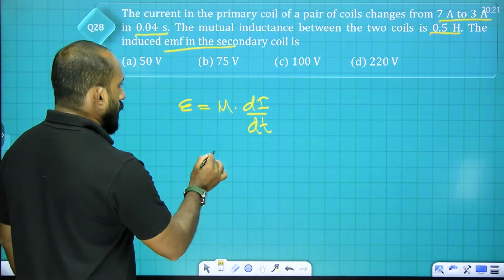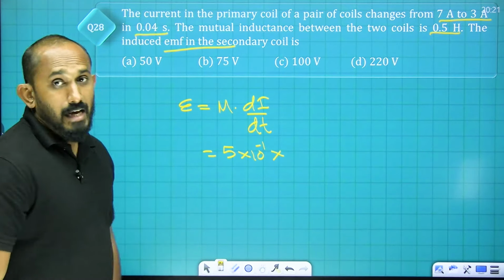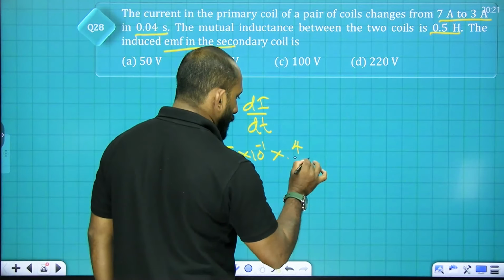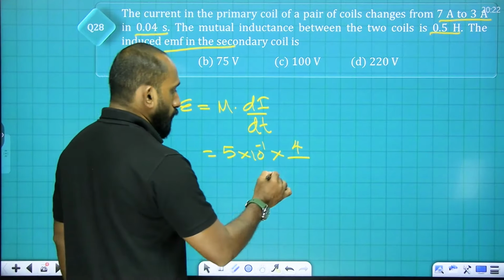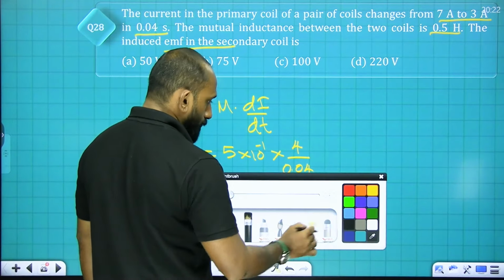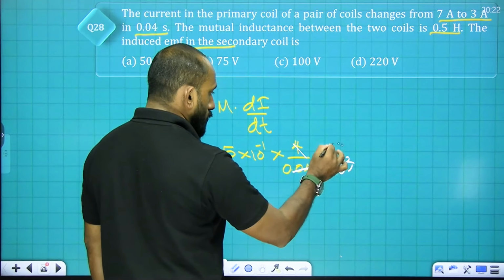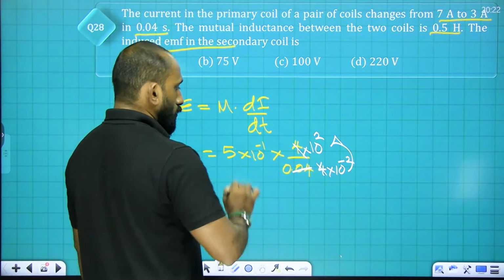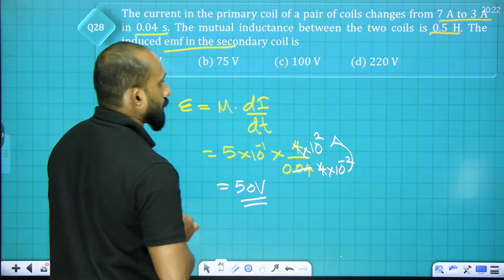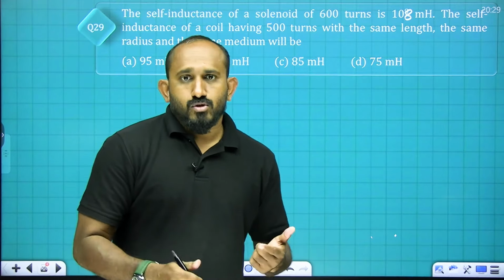If you do it, M is given how much? 0.5 Henry. So I'm putting it as 5 into 10 raised to minus 1 times di, the change in current, as 7 ampere to 3 ampere is moving. So 7 minus 3, that is 4 ampere, divided by the time taken, 0.04 seconds. This 0.04 I'm writing as 4 times 10 raised to minus 2. So this 4 cancels, this goes up, 10 raised to 2 comes, 10 raised to minus 1 is 1. So the answer will be 50. So 50 volt is the correct answer. So option A is the correct answer here. Let's move to the next question.